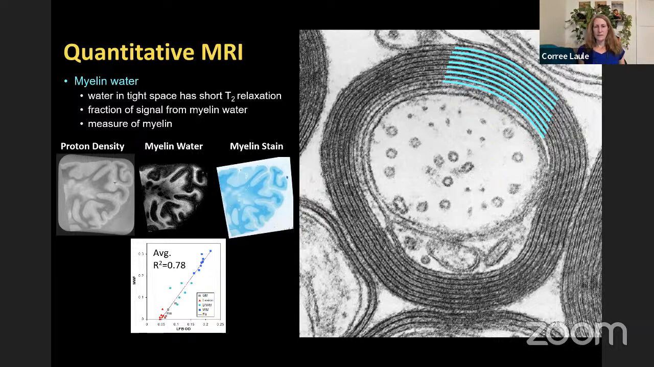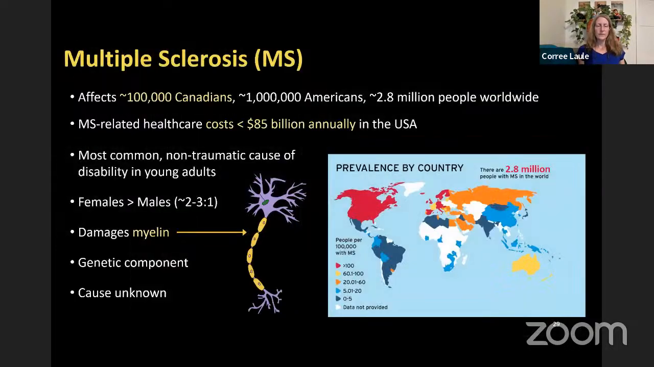And this has been well validated in human brain and spinal cord tissue for multiple sclerosis, and also different animal models as well. So starting with multiple sclerosis. This is a disease that affects about 100,000 Canadians, close to 1 million Americans, and over 2.8 million people worldwide. I couldn't find annual healthcare costs for Canada, but in the US, MS-related healthcare costs are over $85 billion annually. So, a staggering amount.